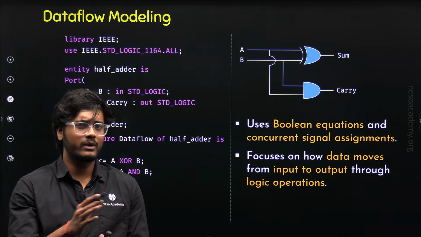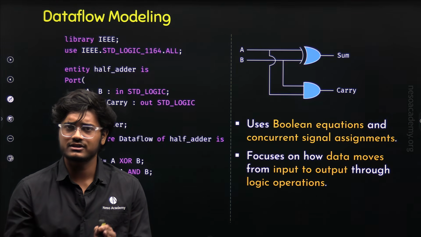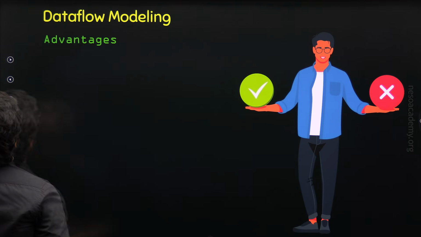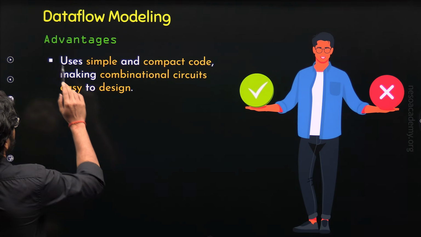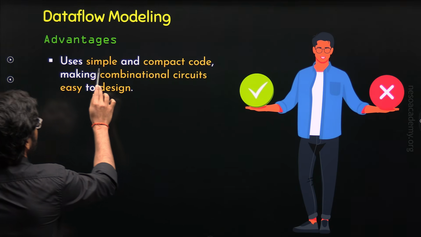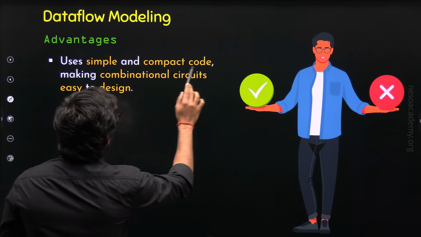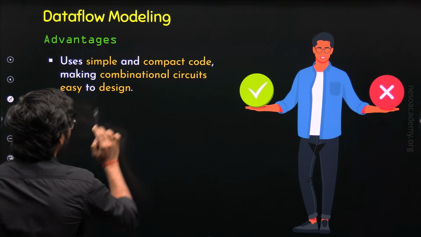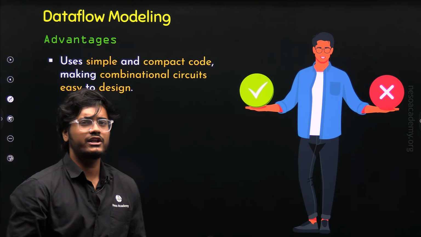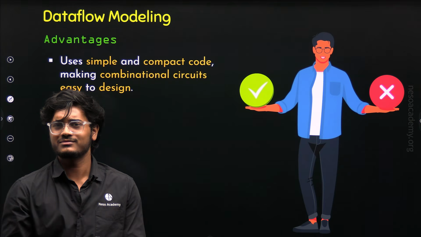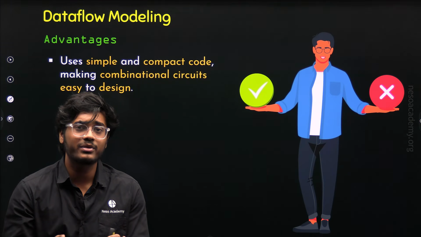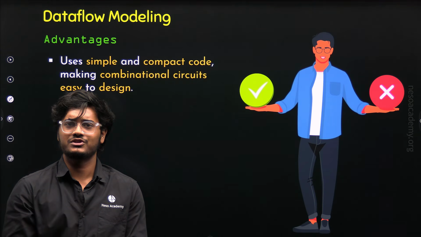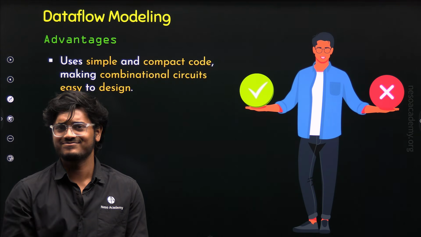Let us quickly see few advantages and few disadvantages of data flow modeling. Starting with advantage. The first advantage is data flow modeling uses simple and compact code, making combinational circuits easy to design. Now in data flow modeling, we use simple and crisp code using logical operations, which makes code easy to understand, which makes code easy to design.